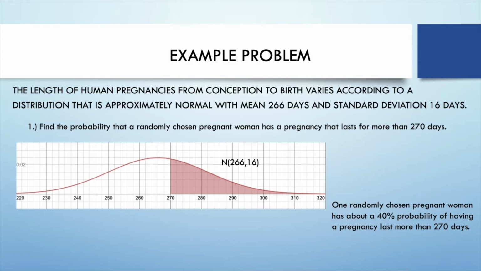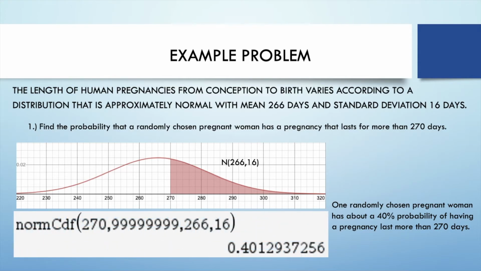We want to see the probability that a randomly chosen pregnant woman has a pregnancy that lasts for more than 270 days. In your graphing calculator, you can find a normal CDF and plug in. My lower bound would be 270. My upper bound is infinity, or 99999. And the mean is 266, standard deviation 16, and I get 0.4012.